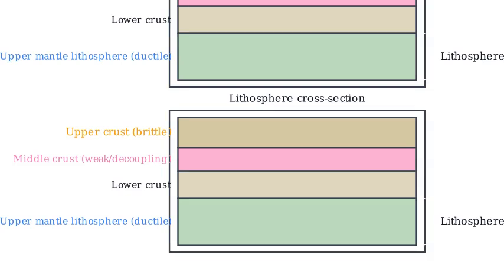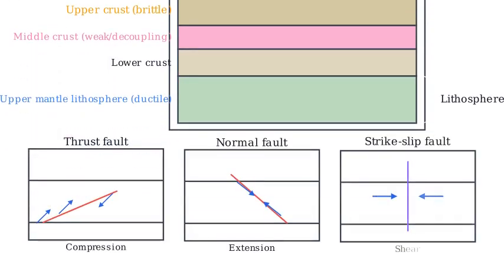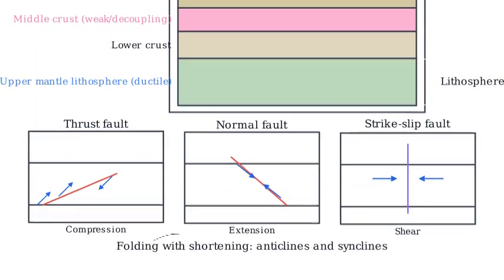Near the surface, brittle failure dominates. Three end members are common: thrust faults in compression, normal faults in extension, and strike-slip faults in lateral shear. We'll show each in a simple panel, then add folding driven by shortening.